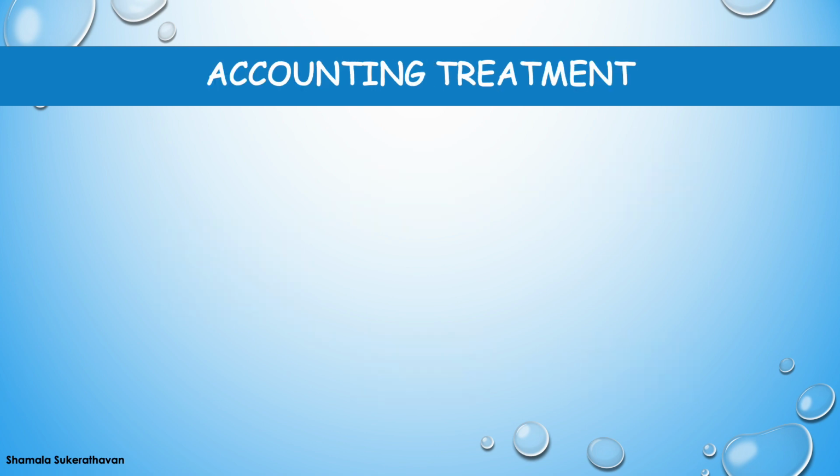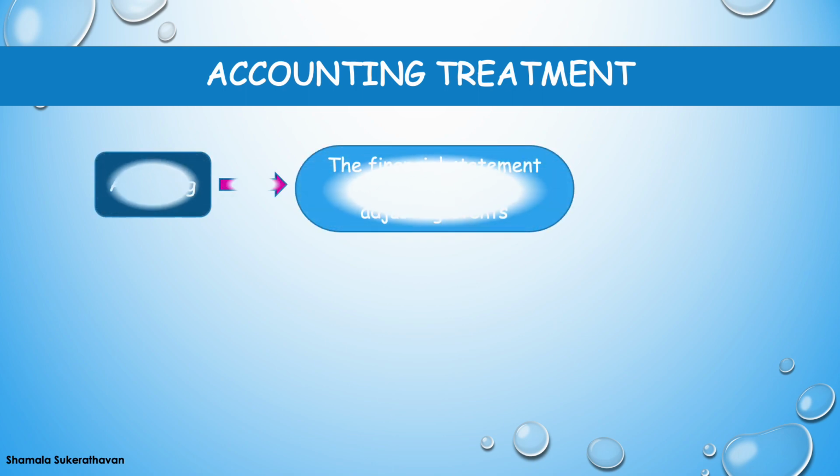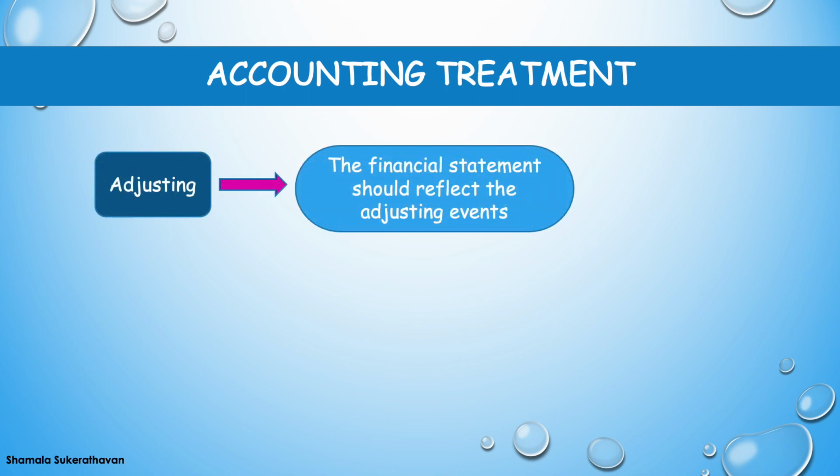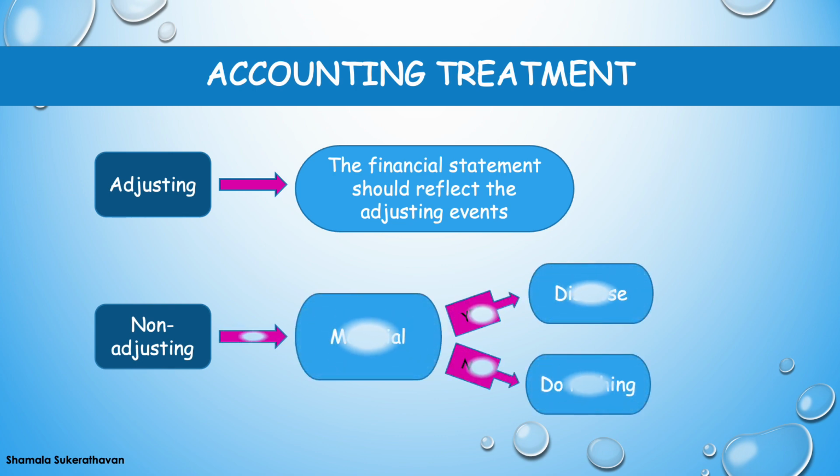An entity shall adjust the amount recognized in the financial statements to reflect adjusting events after the reporting period. In the case of non-adjusting events, no adjustment shall be made in the financial statements. However, additional disclosure may be necessary as this is likely to be of interest to users of financial statements.